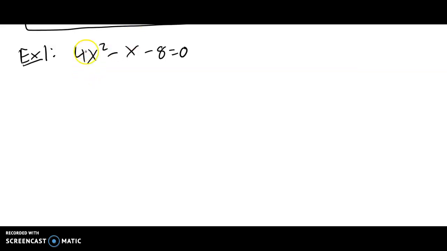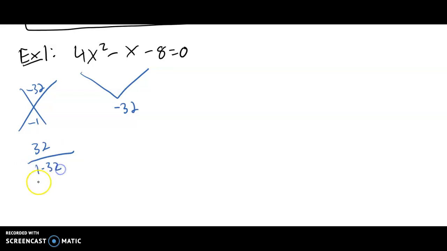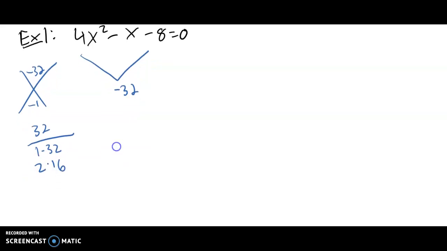So let's see what that would look like if we try to factor this. I got negative 32. I do my x. So I need to multiply to negative 32, but add to negative 1. Is that possible? Let's find out by getting all the factors of 32. We've got 1 and 32, 2 and 16, and 4 and 8. Yep, I believe those are all the factors of 32.